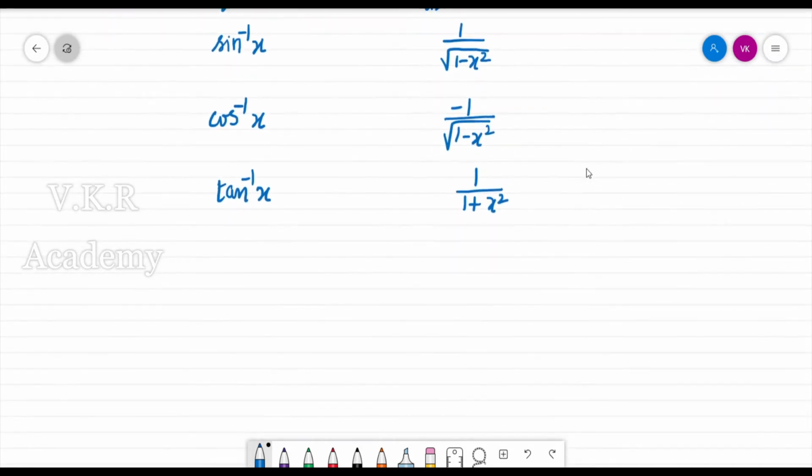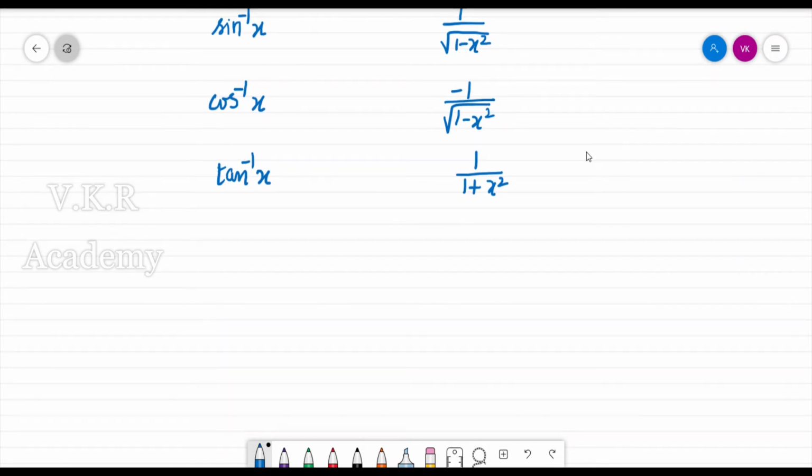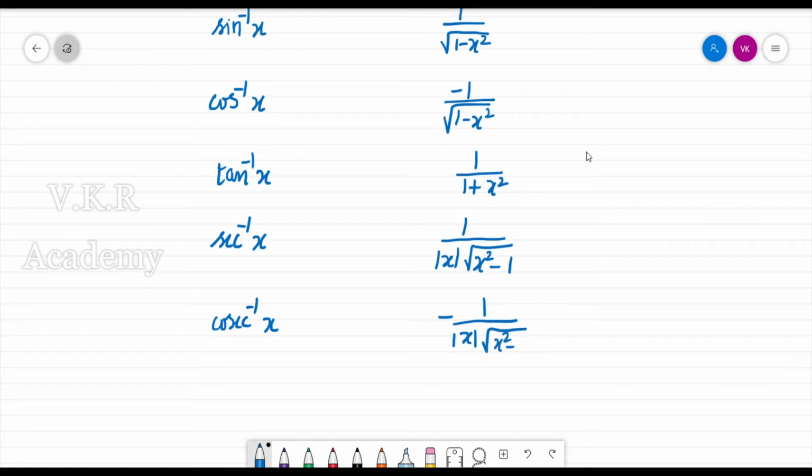The derivative of secant inverse of x is going to be 1 by mod x into root of x squared minus 1, and the derivative of cosecant inverse of x is minus 1 by mod x into root of x squared minus 1, and the derivative of cot inverse of x is minus 1 by 1 plus x squared.